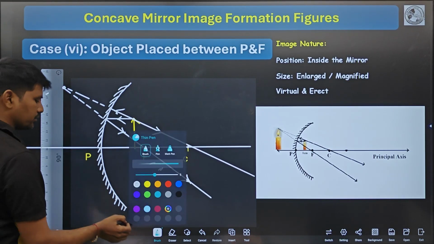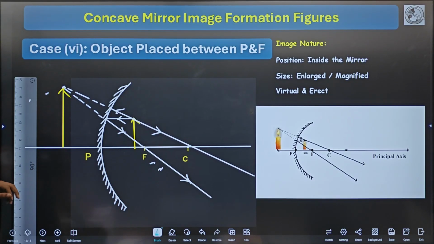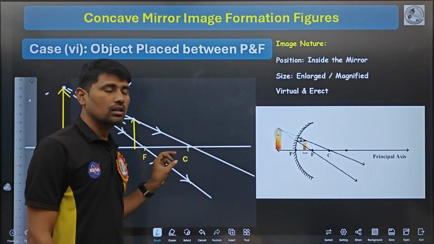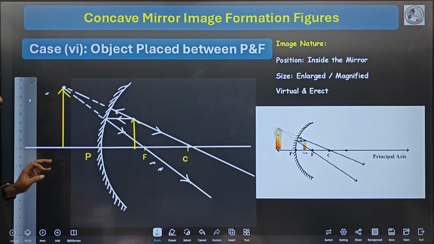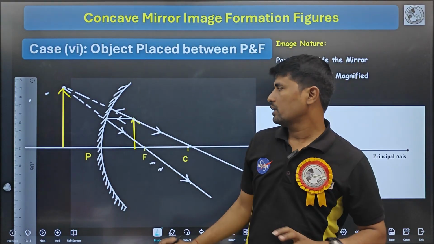Image is formed here. I hope you understood, children. Object size is small, image size is more. So that's why this is the enlarged image we'll get.